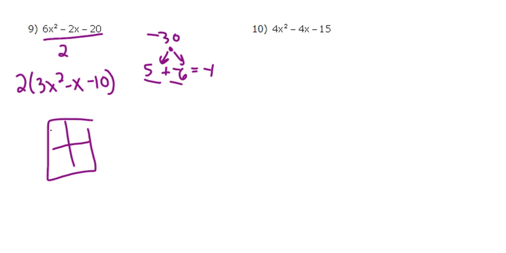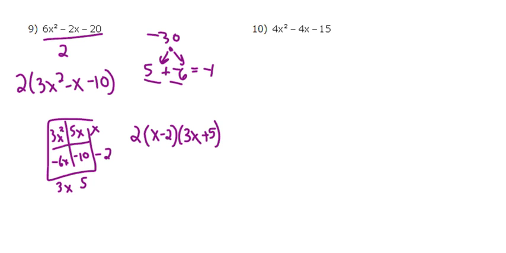I have 3x squared, 5x, negative 6x, and negative 10. Horizontally, you can take out an x and a negative 2. Vertically, a 3x and a 5. The 2 that I took out originally has to go out in front. And I have x minus 2, 3x plus 5.